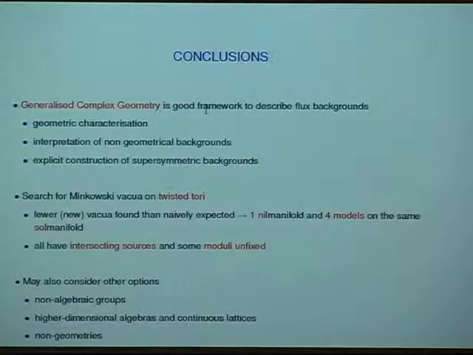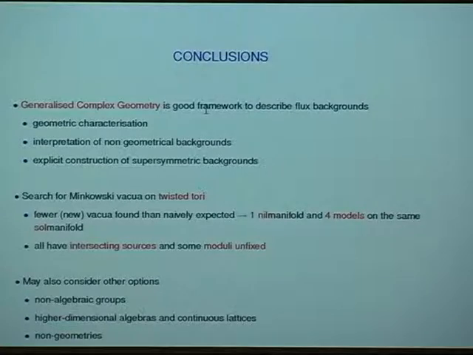One in the nil manifold, the one I showed you, and 4 on the same solvable manifold. They all correspond, these new vacua, to intersecting sources, so they're global solutions, they're not local ones, and they all have some moduli unfixed. Of course, this is not the end of the story.